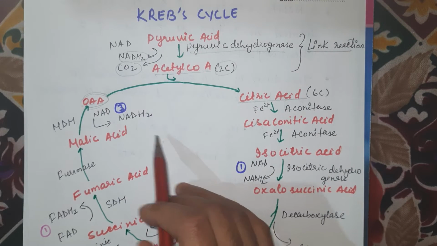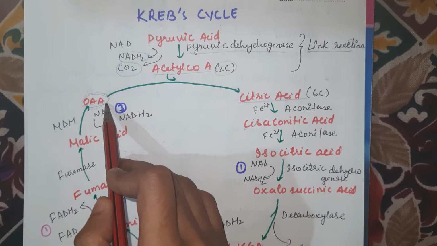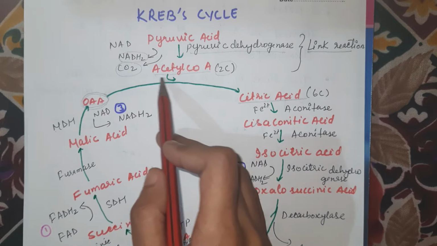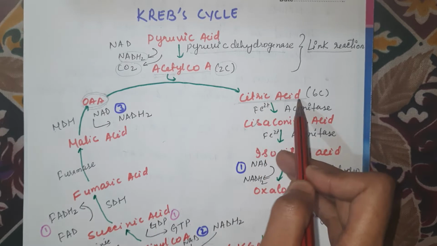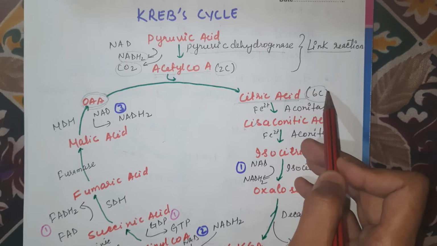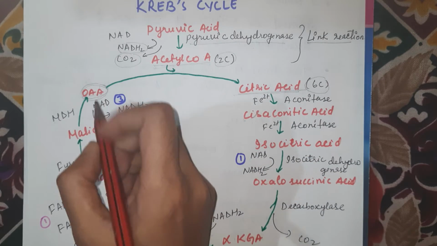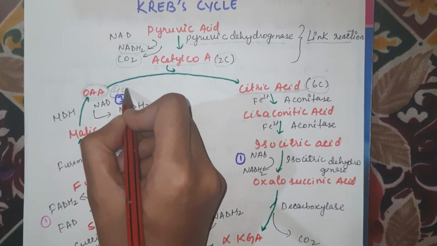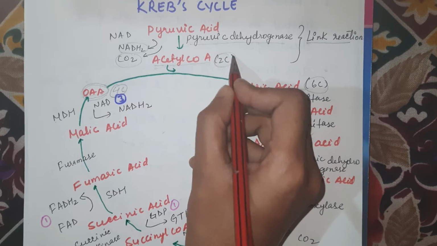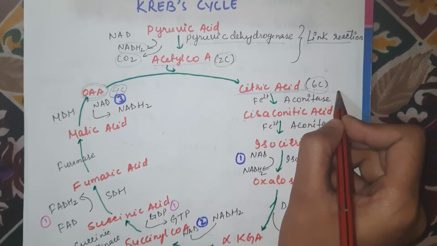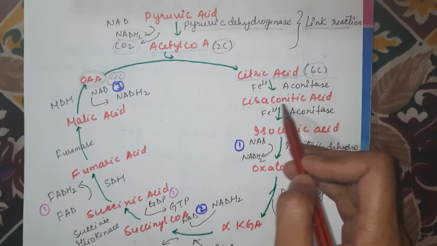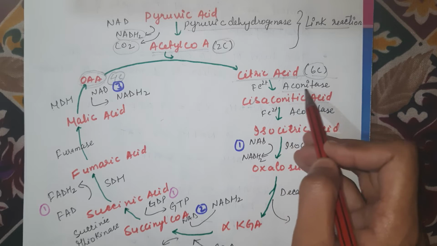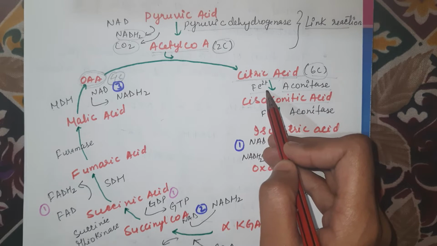So now in the Krebs cycle, oxaloacetic acid acts as an acceptor molecule of acetyl-CoA. It accepts acetyl-CoA and converts into citric acid, which is a 6 carbon molecule. Oxaloacetic acid is a 4 carbon molecule and acetyl-CoA is a 2 carbon molecule, so total 6 carbon molecules. Then citric acid is converted into cis-aconitic acid in the presence of aconitase and Fe2+.